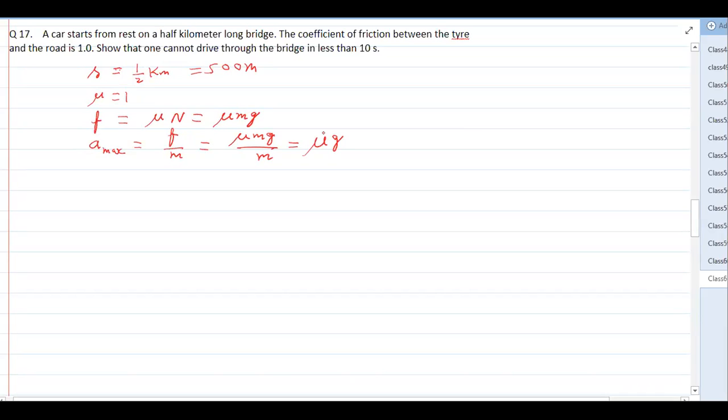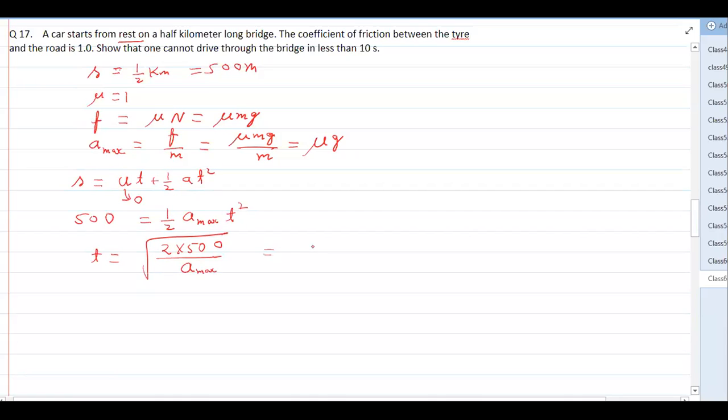Okay, so distance is given, so we can write the equation s equals ut plus half at square. Since it is starting from rest, u will be 0, s is 500, and if we take the maximum a, then we get the minimum time. Because we have to find the minimum time, we will consider the maximum a. So t will be how much? It will be the square root of 2 into 500 divided by a max.